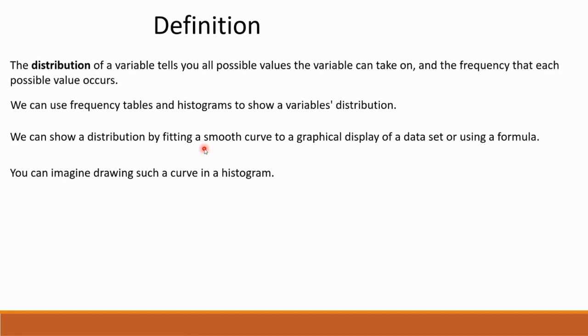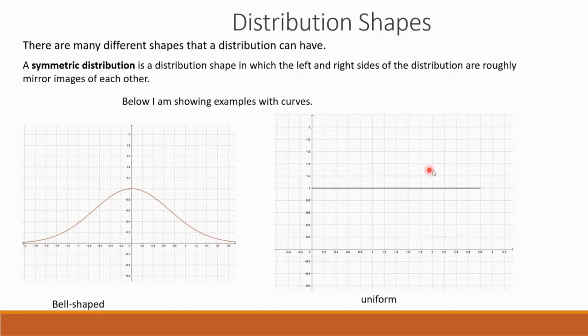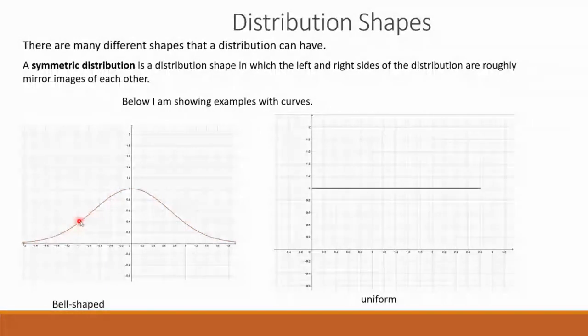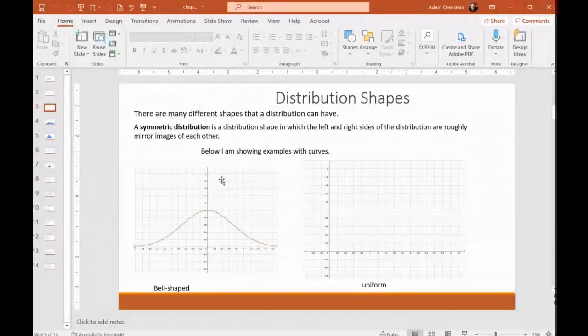Something like a smooth curve you can imagine drawing on a histogram. Something like this would be one example. You might have a variable whose range of values looks like this. Here we have numbers between 0 and 1, and the frequency is also given, although here we would need a histogram for that. But for a distribution, there are many different shapes it can have. One is actually called symmetric.